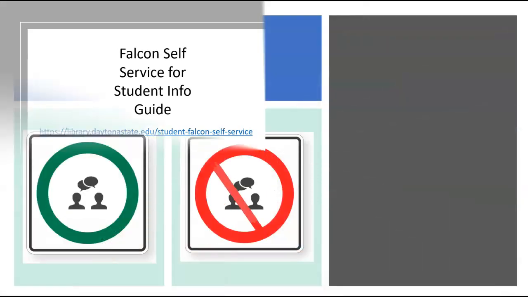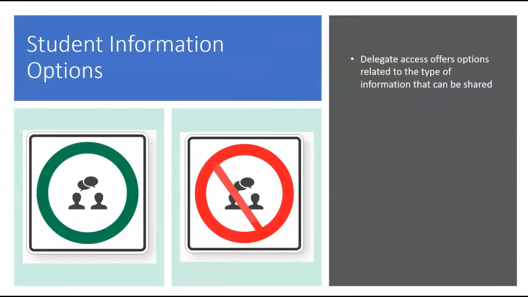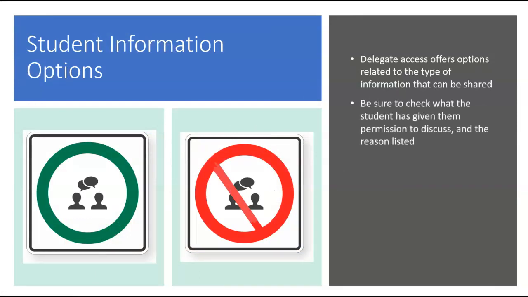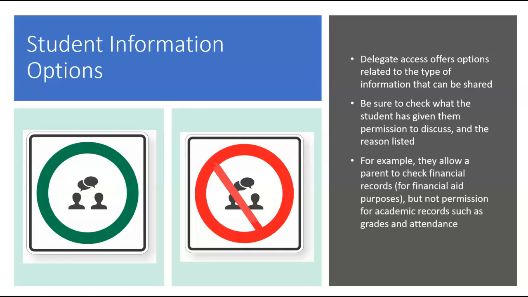Another important aspect to understand about delegate access is that there are options related to the information that can be shared. It's essential to check exactly what the student has given permission to discuss and the reason that they have listed. For example, they may be comfortable with allowing a parent to check financial records because the parents are handling the process and documentation related to financial aid. However, they may not have given parental permission for academic records, such as grades and attendance. Next, we'll demonstrate how to access delegate permissions and differentiate the types of permissions granted.